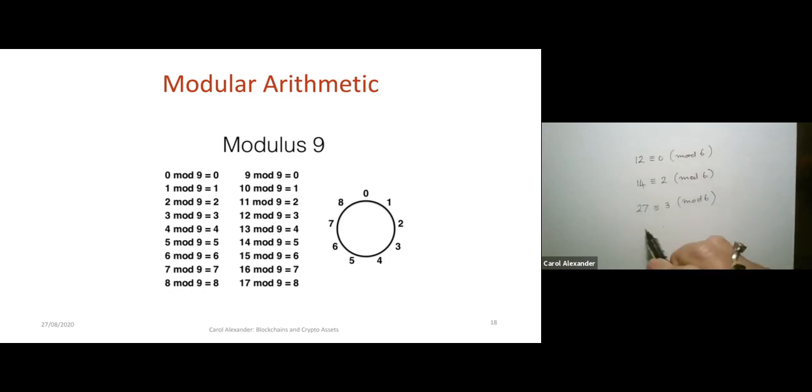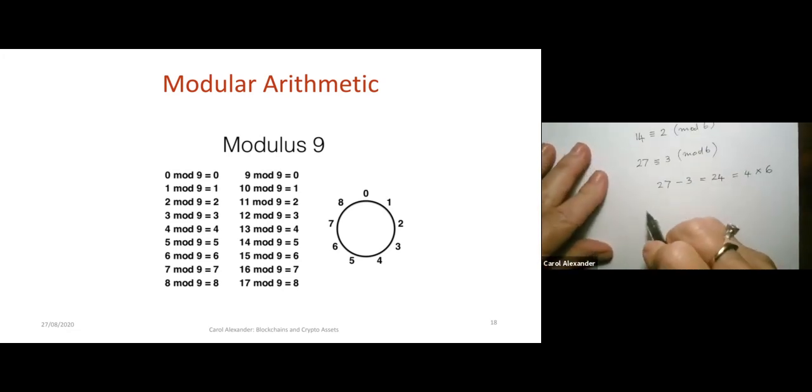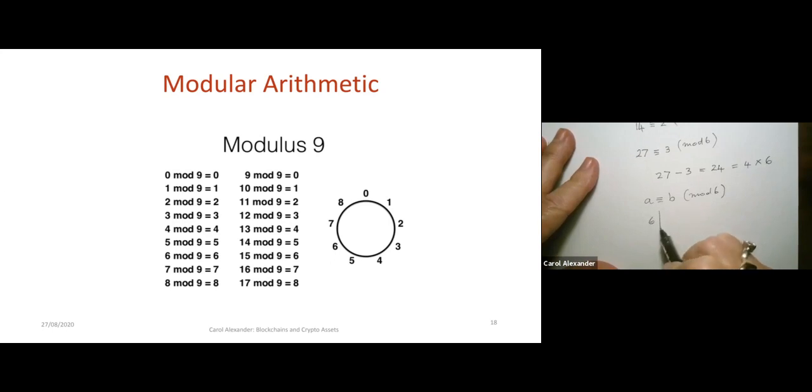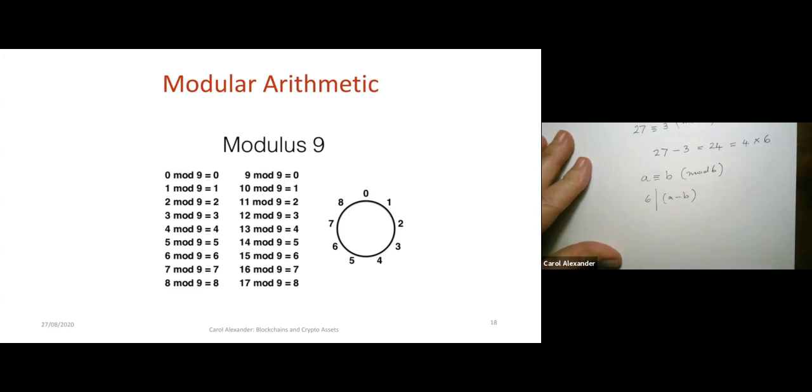More generally, if I did this number, 27 minus 3 equals 24, which is equal to 4 times 6. What this means is if you've got two numbers like A and B congruent mod 6, it means that 6 divides A minus B. And it doesn't have to be just 6, it could of course be n, any positive integer. All right.